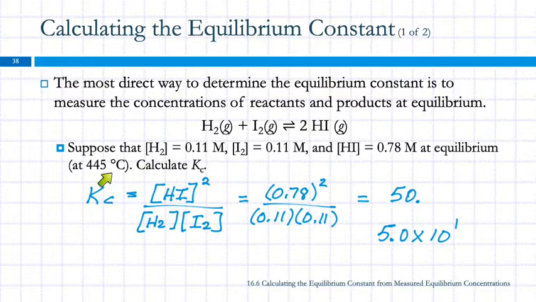Why did they say at 445 degrees C? Because the temperature affects the equilibrium. We don't use it in the calculation here, but if we're going to compare this reaction to something else, we have to compare at the same temperature.